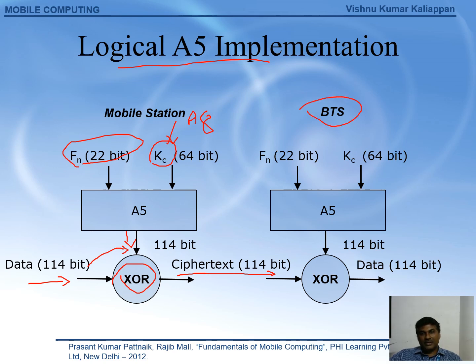Similarly, the 22-bit frame number will be generated, and the 64-bit KC is generated by the A8 algorithm, which is located in the network side, and with the help of this A8, a 114-bit key will be generated. So this 114-bit key and that 114-bit key should be the same; only then can it decipher, that means decrypt, the data sent by the mobile station. Once it is decrypted, the original data will be sent for further processing by the BTS.